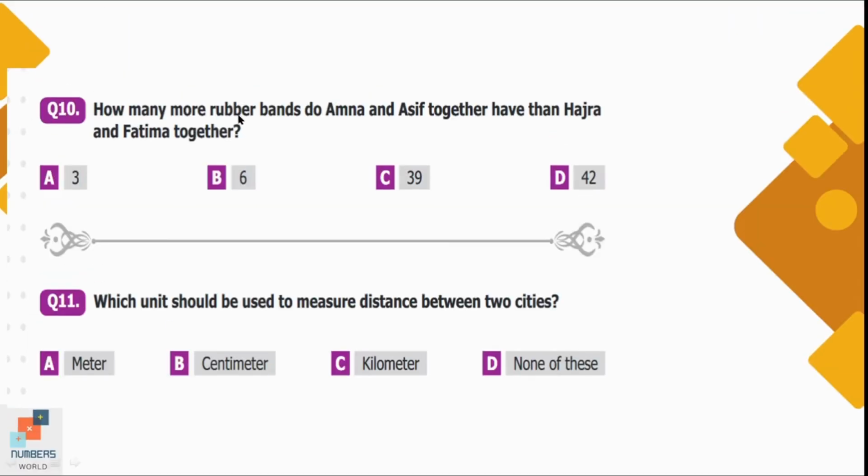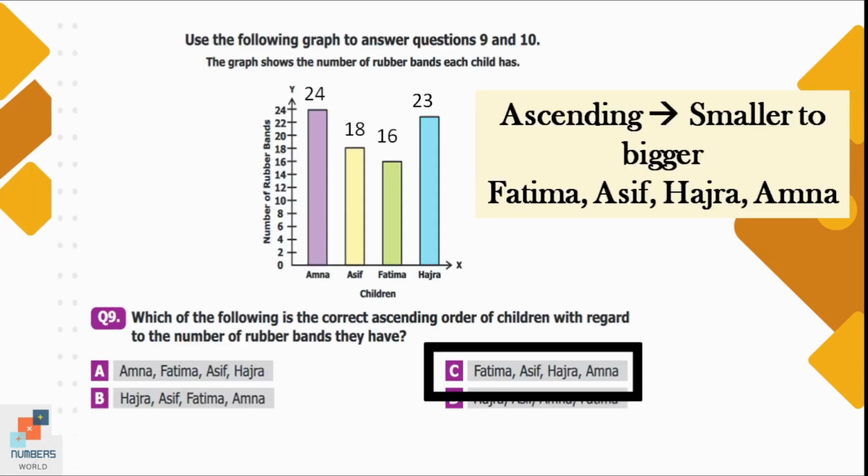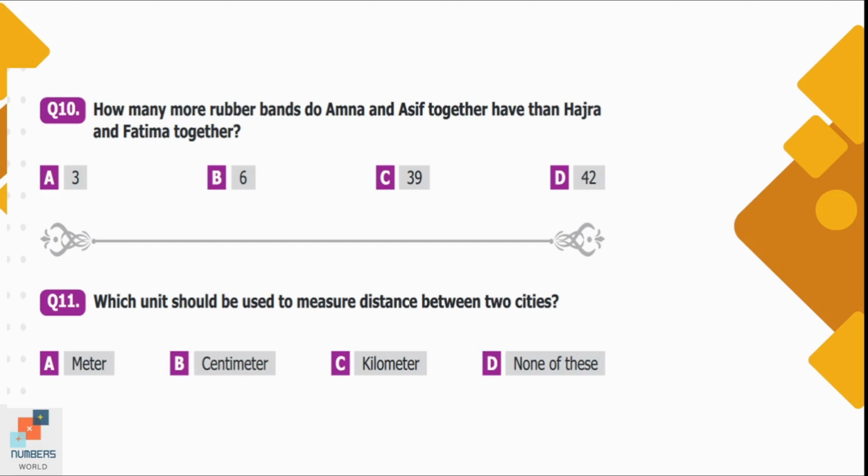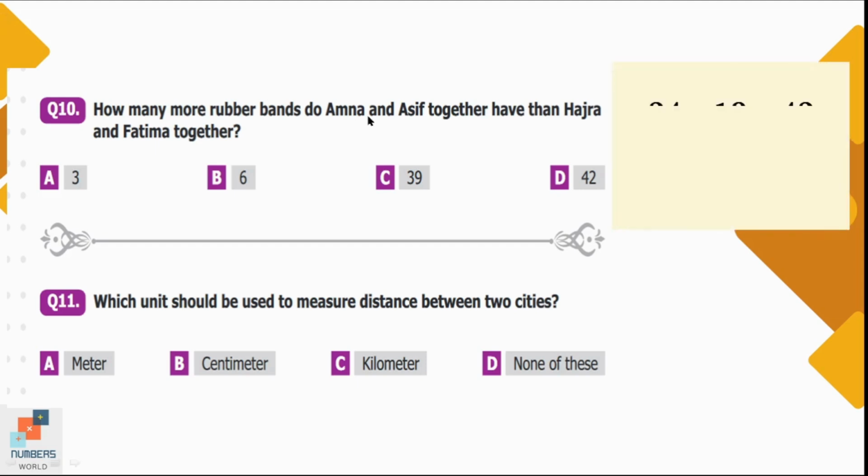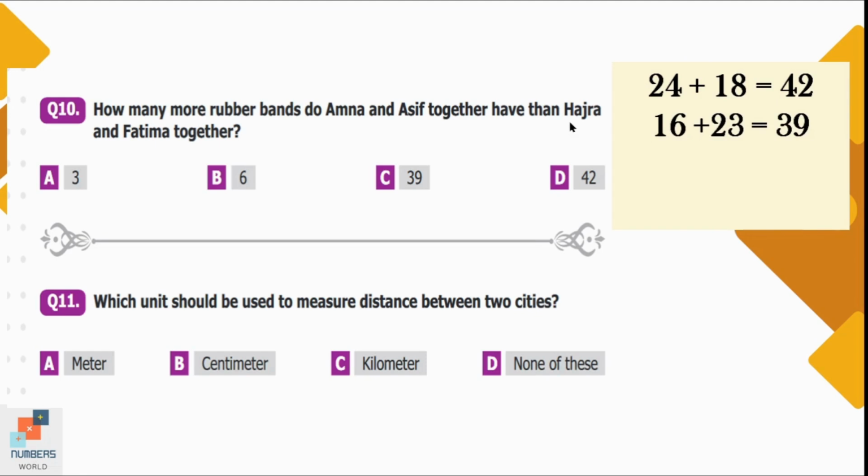Question number 10. How many more rubber bands do Amna and Asif together have than Hajra and Fatima together? So we can see the number of rubber bands each child has. Amna has 24 rubber bands, Asif has 18, Fatima has 16 and Hajra has 23 rubber bands. So the total number of rubber bands Amna and Asif together is equal to 42 and the total number of rubber bands Hajra and Fatima together is equal to 39.